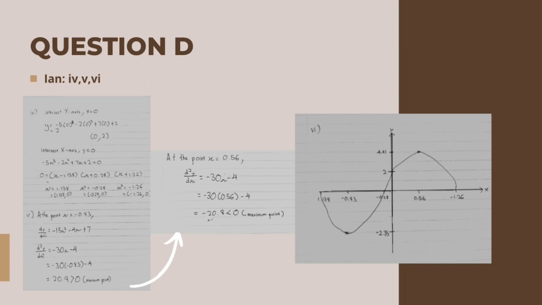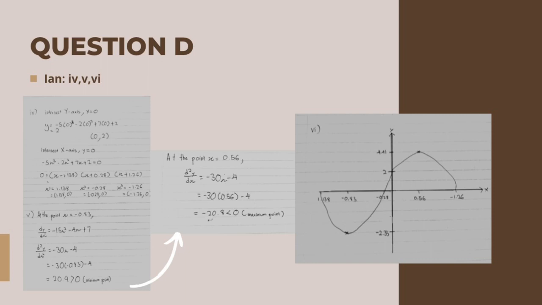Next one, at the point x equals 0.56. First of all you put 0.56 in place of x, and you get the answer negative 20.8. That means x equals 0.56 is a maximum point.